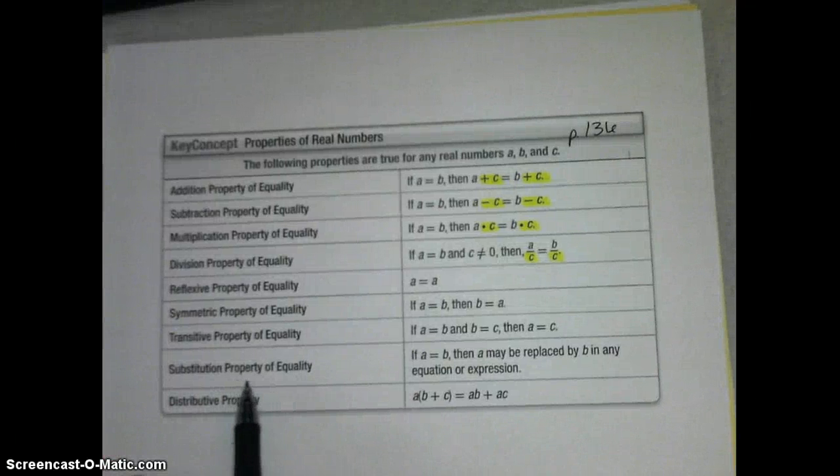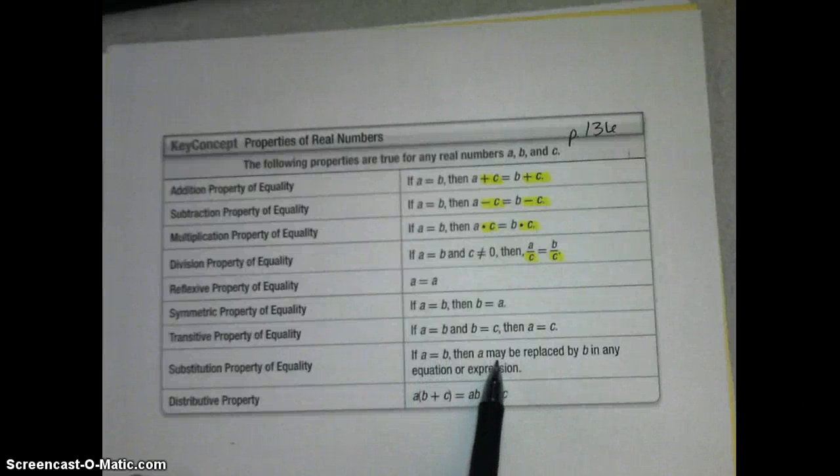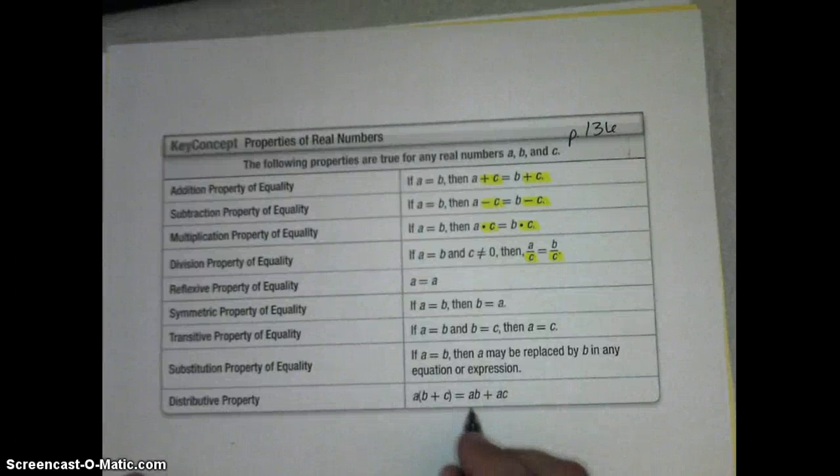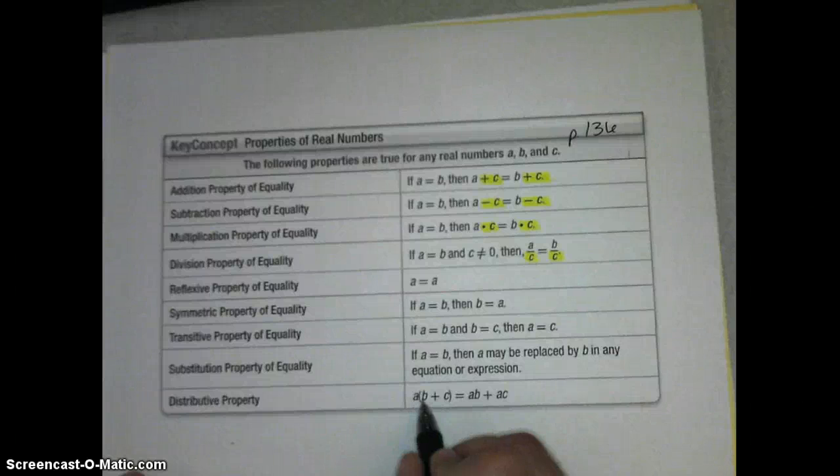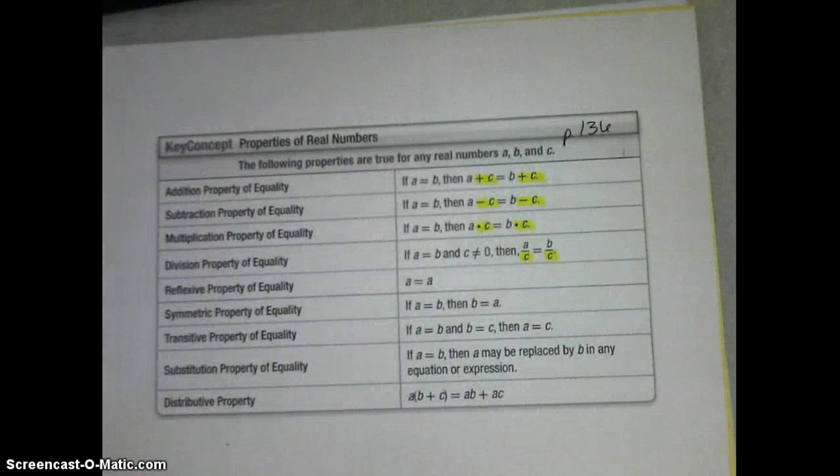Then we have what's called the substitution property, which allows us to say that if A equals B, we can replace A with B in any equation or expression. And the distributive property, which you all know about. I can take A and multiply it by B and C to get this. So let's go ahead and take a look at our first example.